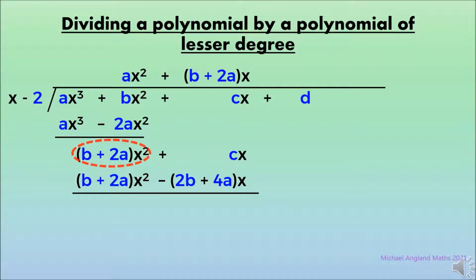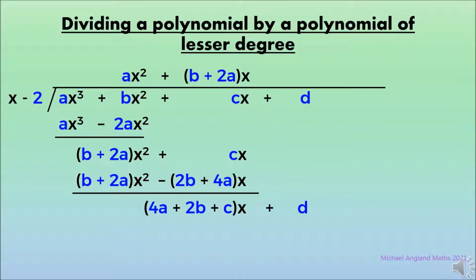So (b + 2a)x² minus (b + 2a)x² is 0. So the only difference we'll have is with the x coefficients. So we have c minus (2b + 4a). That gives us c plus (2b + 4a), which is (4a + 2b + c)x. Bring down the d.